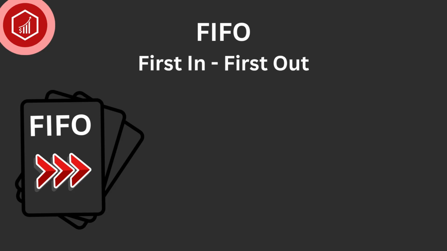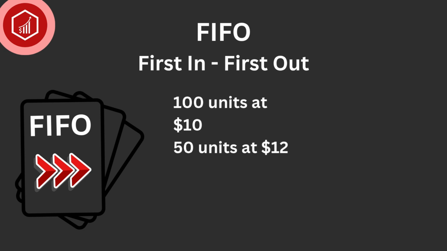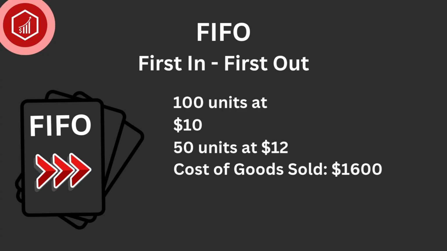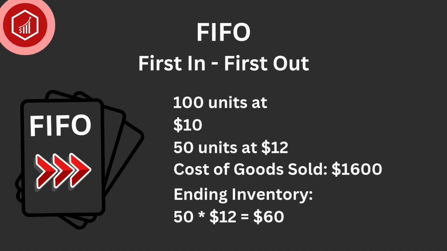First we start with FIFO, first in, first out. Under FIFO it is like this. The first one we bought is the first one we sell. So our 150 suitcases would consist of 100 units at $10 and 50 units at $12. Ending inventory would be the remaining 50 suitcases at $12 each, because first in, first out.